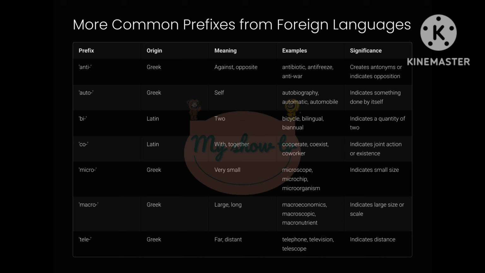Tele, Greek, means far or distant. It indicates something that operates or is perceived over a distance. Examples are phone becomes telephone, sound from afar, vision becomes television, distant viewing, and scope becomes telescope, instrument to see distant objects.